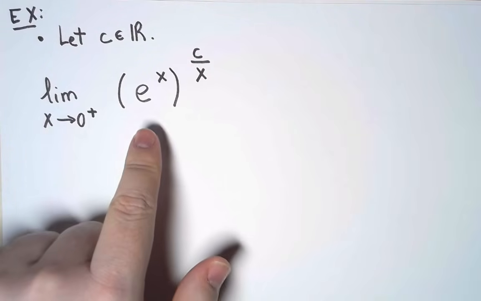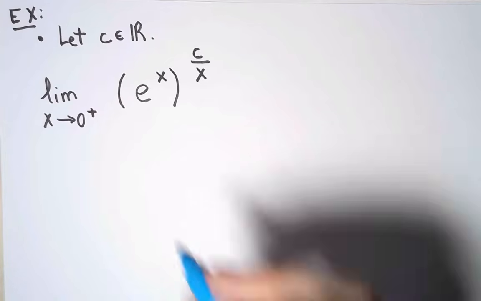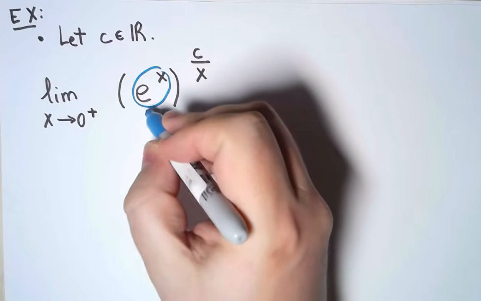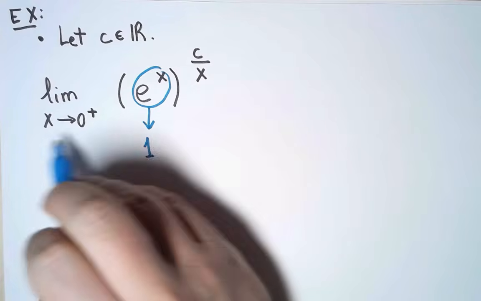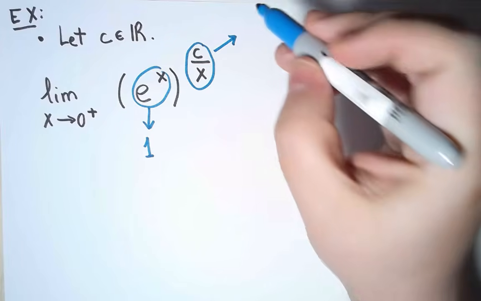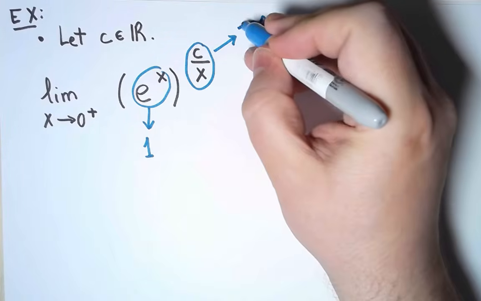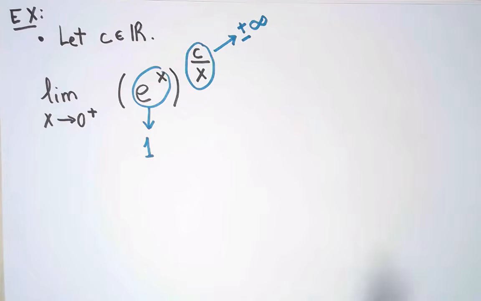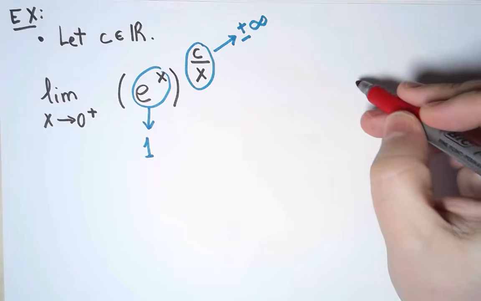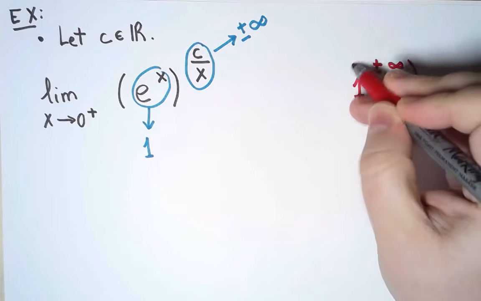I think of this as a function raised to another function. So let me look at the two functions separately. As x approaches 0, e to the x is approaching 1. And as x approaches 0 on the right, c over x is going to be approaching, well, if c is positive, infinity. If c is negative, minus infinity. And I'm going to exclude the case when c equals 0. So altogether, for every value of c, I have a different example, and all those examples are of type 1 raised to either plus or minus infinity.